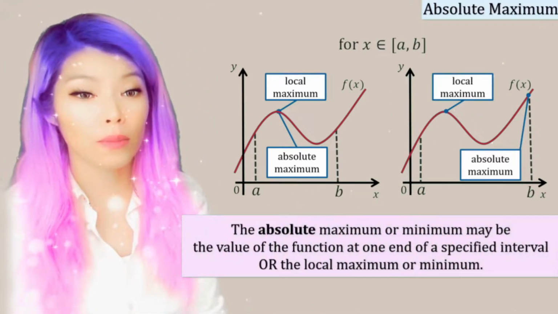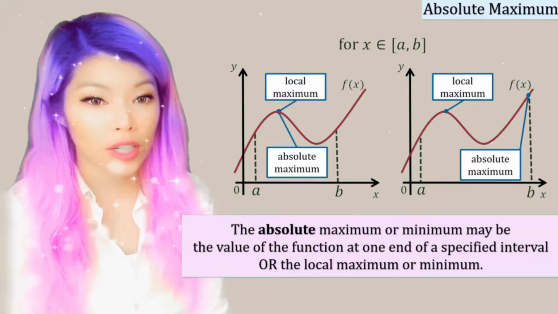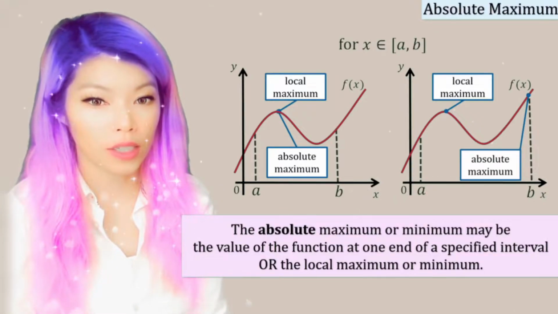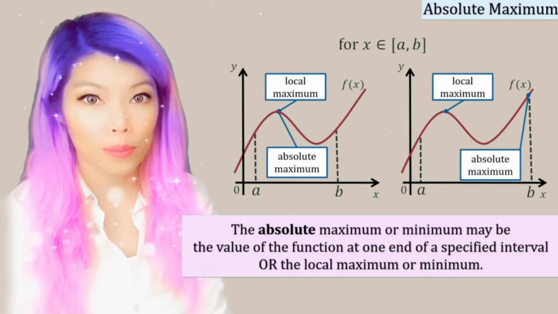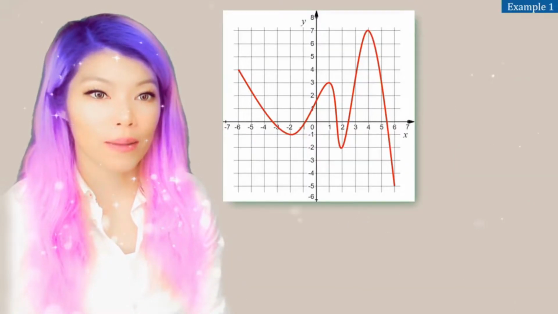The absolute maximum or minimum may be the value of the function at one end of a specified interval or the local maximum or minimum. So let's try some examples.